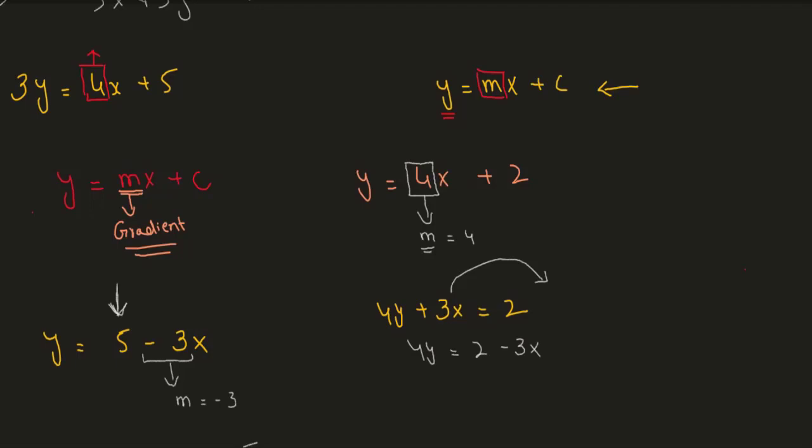Now we are going to remove this 4. If this 4 is multiplying on this side, when we take it to the other side, it would divide. So y is equal to 2 divided by 4 minus 3x divided by 4. So now y is the subject here. Now we are going to see what is right next to the x. We can see minus 3 by 4 is right next to the x, which makes this the gradient for this equation.